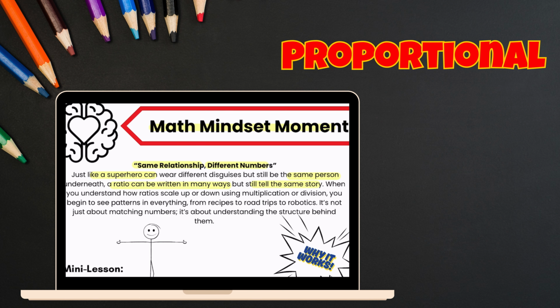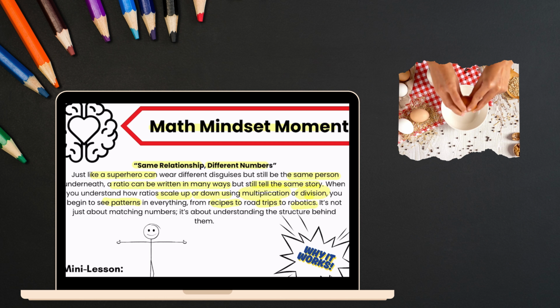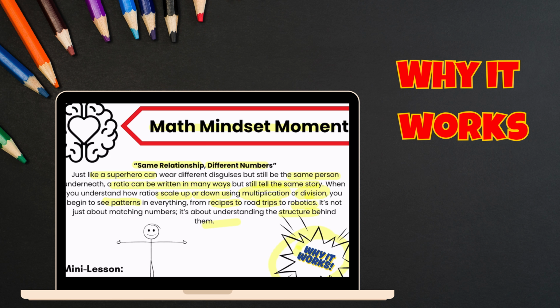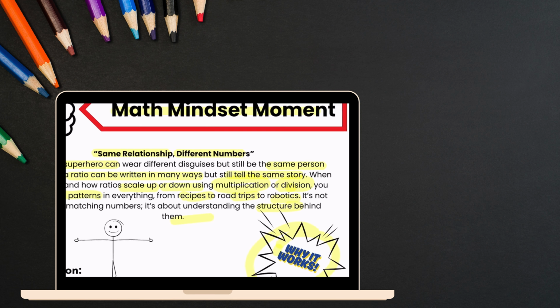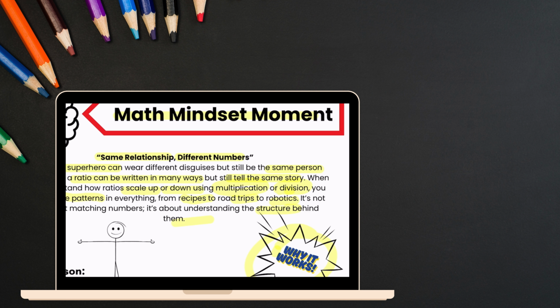So when you understand how ratios can scale up or down, and we do that by either using multiplication or division, we start to see patterns. And you'll see this in recipes, road trips, robotics, all around us. It's about matching numbers and understanding the structure behind them. And this is why it works. And that is always the big idea as your Math Marvel mentor, to make sense of the mathematics, not only knowing how something works, but why it works.